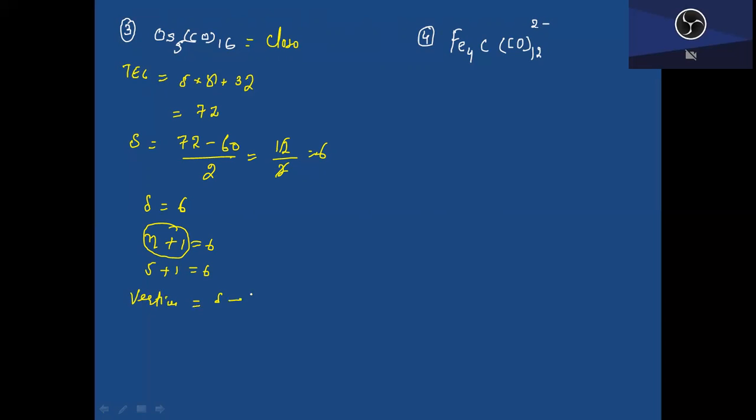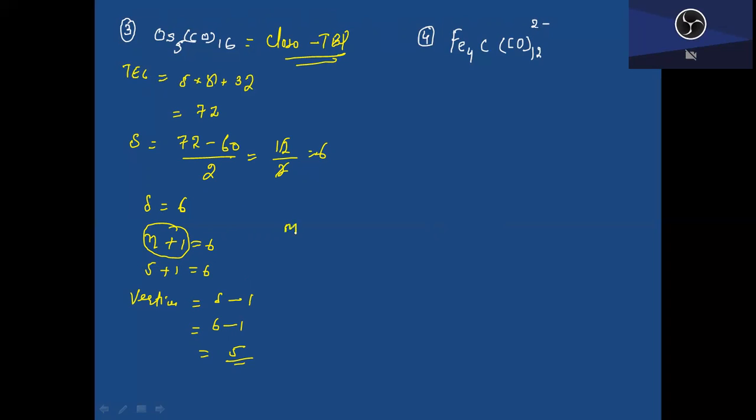So vertices in this case is equal to S minus 1, which is 6 minus 1, equal to 5. So when we have 5 vertices, the structure is TBP, trigonal bipyramidal. So it is closo TBP, trigonal bipyramidal geometry, but closo because only 5 vertices are occupied.